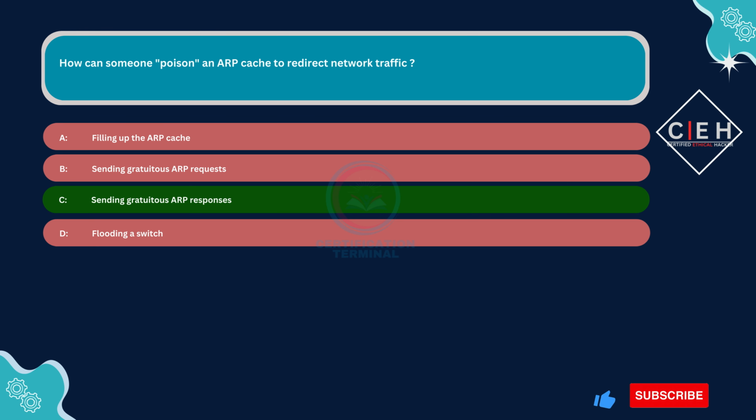Flooding a switch with a large volume of traffic, such as with a DOS attack, can disrupt network operations by overwhelming the switch's processing capabilities. However, it doesn't directly involve poisoning the ARP cache to redirect network traffic. Flooding attacks typically aim to disrupt network communication rather than redirecting it.